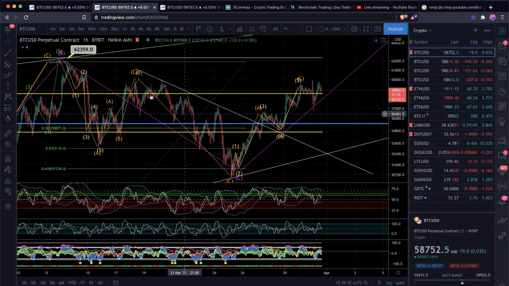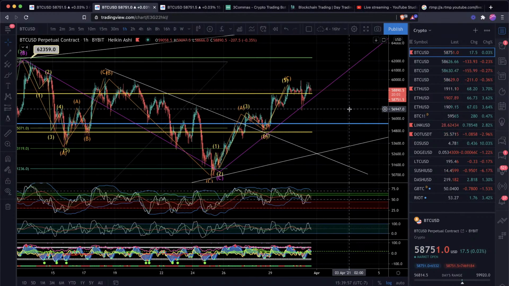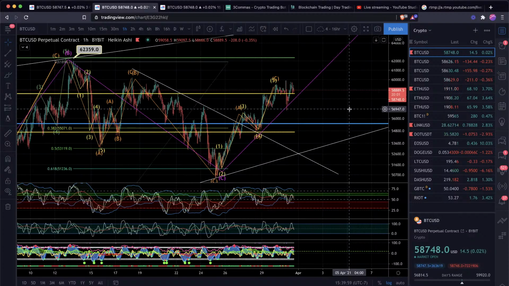So if we've just been hammering 60K, in my opinion, if we can break 60K and turn it into support, it'll be back off to the races.